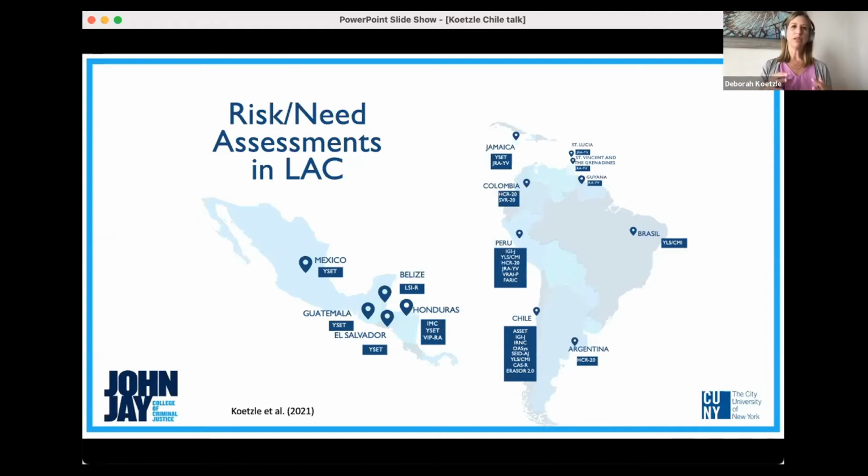And so I think we really need to be taking a closer look at how to implement and test these tools to make sure that programs have the correct information so that they can appropriately target the right youth.